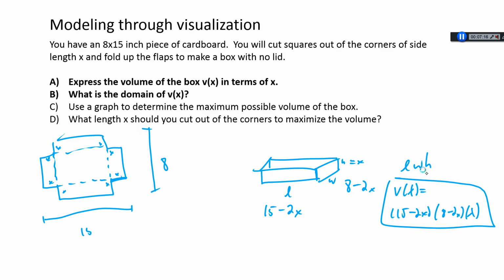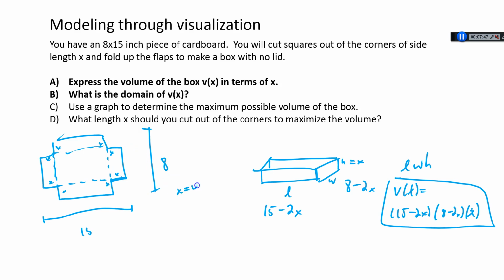Now they ask us to talk about domain. So obviously I want x to be greater than 0, right? x has to be greater than 0, because if x was 0, I would have 0 height, I would have no volume. Now let's think about the biggest x can be. Well, this side I have lots of material that I can take away from, but this side here, the 8, it's a little bit shorter, and I can only take away so much. If x was 2 on each side, I would have 4 inches left in the middle. If x was 3, I would have 2 inches left in the middle. But what if x is 4?